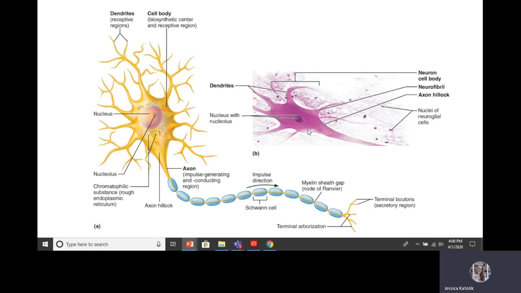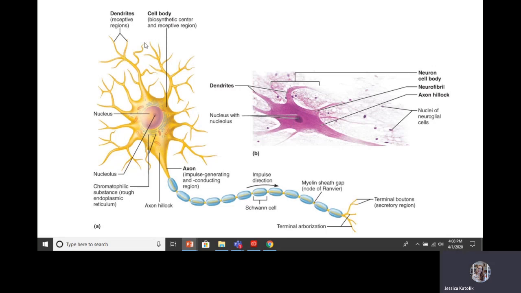In this diagram, we are also going to be able to see a neuron as it will look under a light microscope. This looks very similar to the nervous tissue that you saw when we were studying histology, nervous tissue in chapter 3. But I'm mainly going to focus on the diagram.